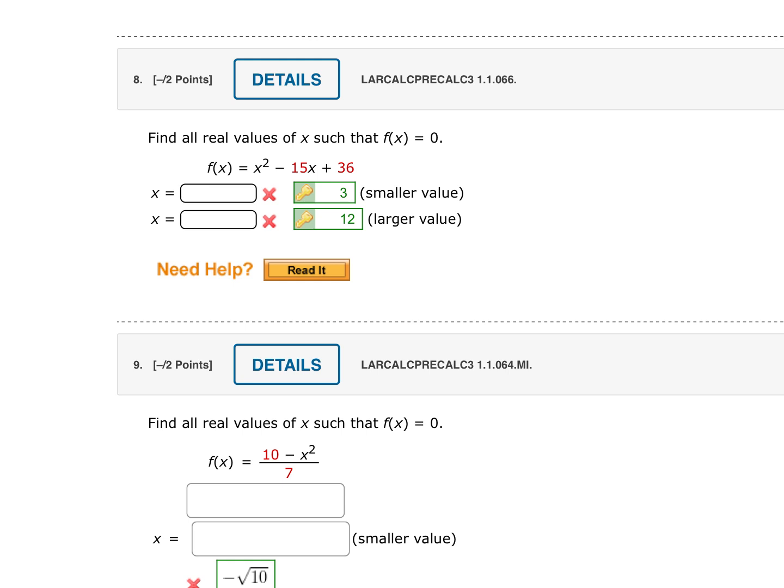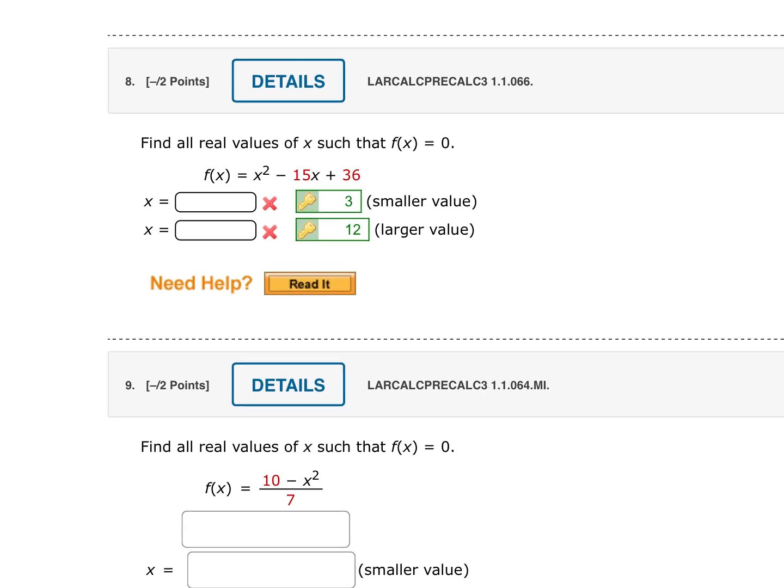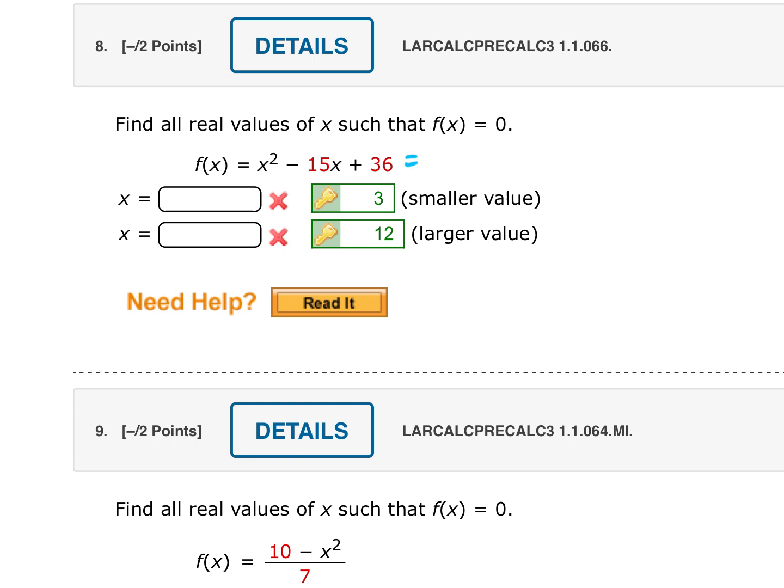So for number 8, it says find all the real values of x such that f of x equals 0. So here we just set it equal to 0, so we'd have to factor. 2 factors of 36 that add to 15, ignoring the answers that are already there, would be -3 and -12. So x minus 3 and x minus 12.